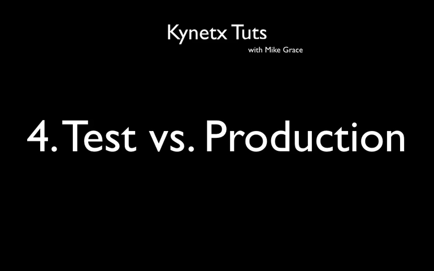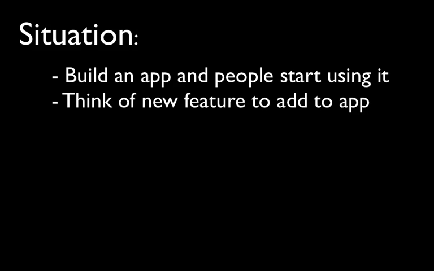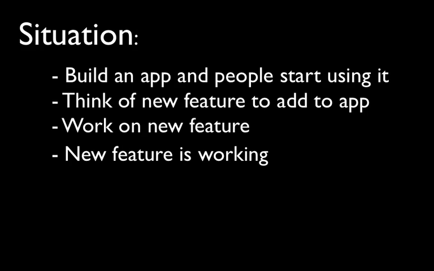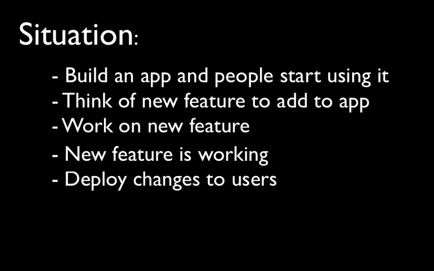Test versus production. So here's the situation. You build a cool Kynetx app and people start using it. Then you think of a new feature to add to the application. So you start working on the new feature. Then the new feature is finally working and you deploy the changes to users so they can start using them, all without interrupting their experience. So how do you do that?